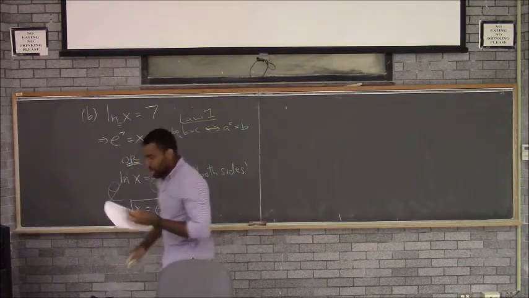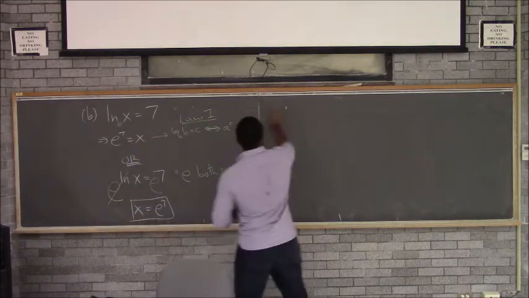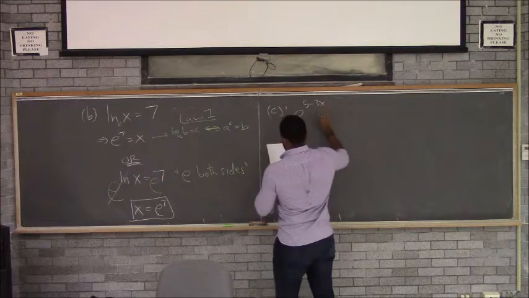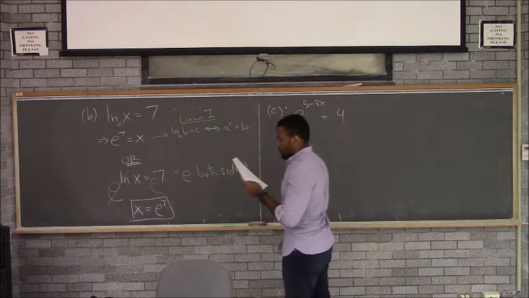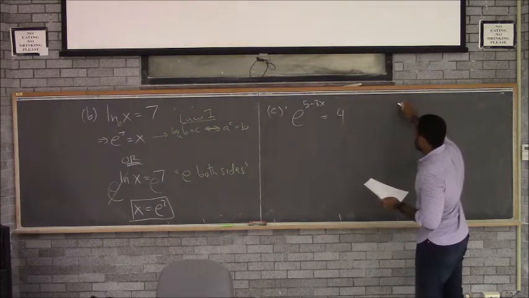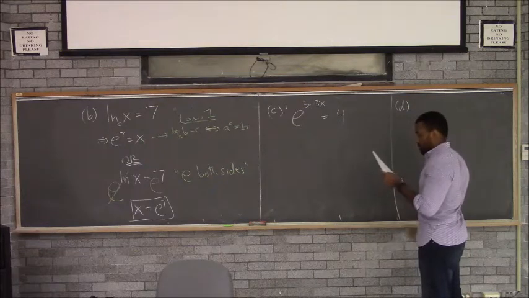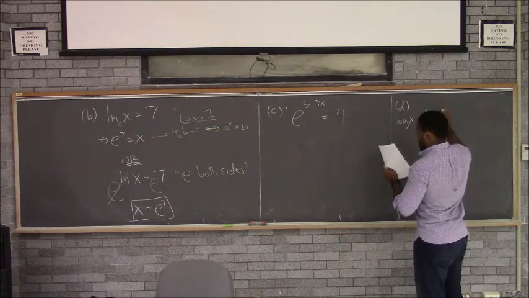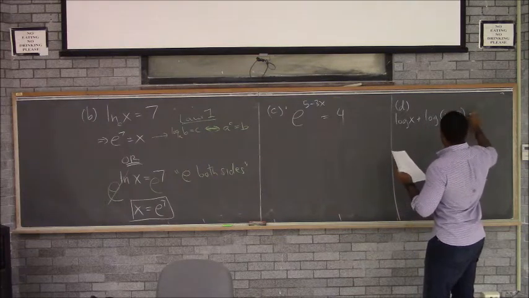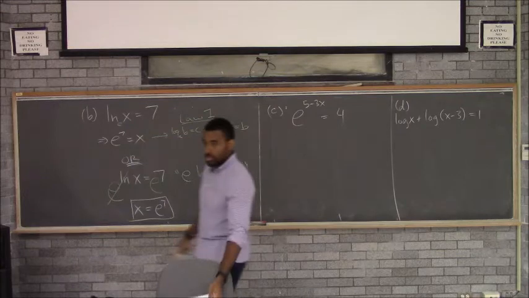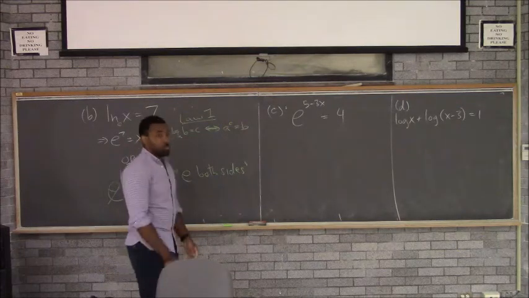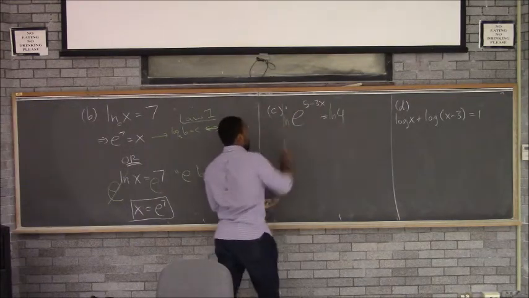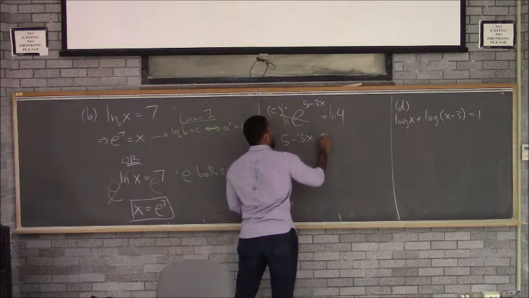Let's do another one. C. One slightly more complicated. Not much though. Solve this one. So for C, I ln both sides, and the exponent comes out. So I'm left with 5 minus 3x equals ln of 4.